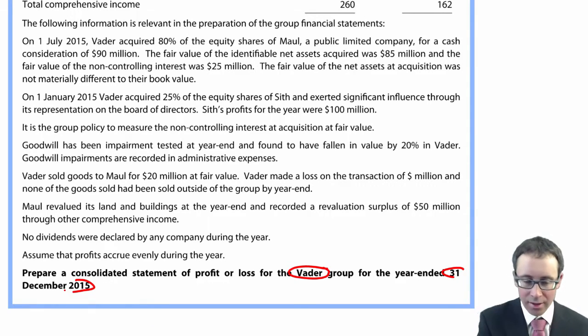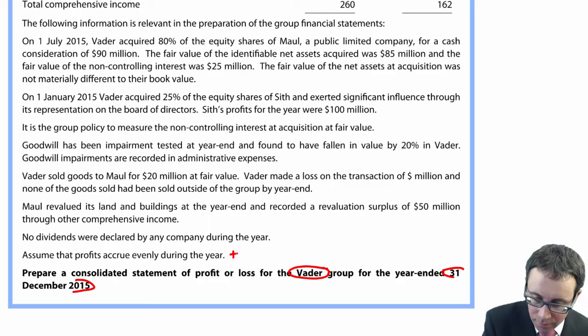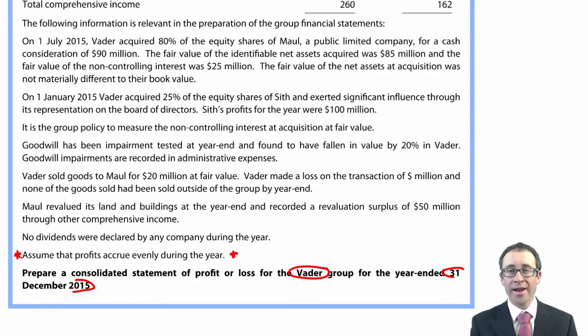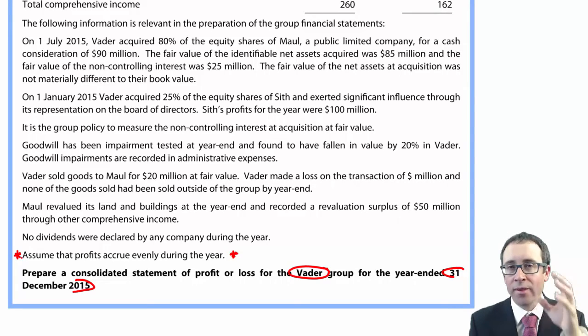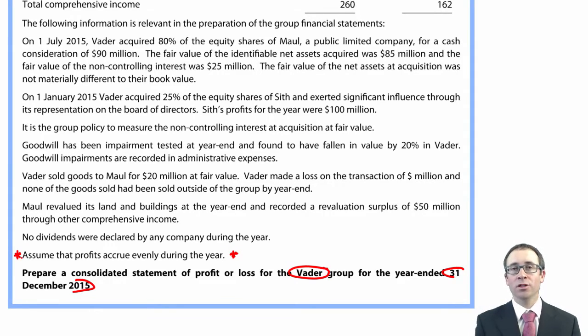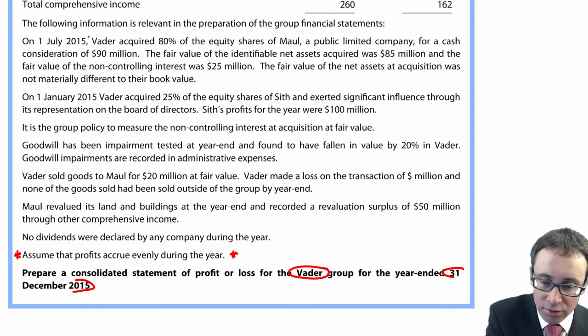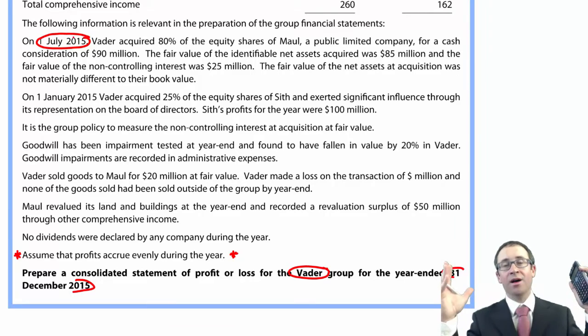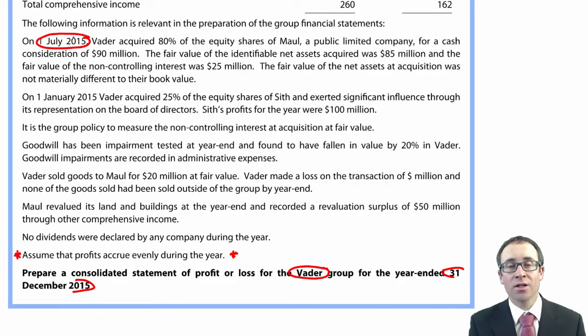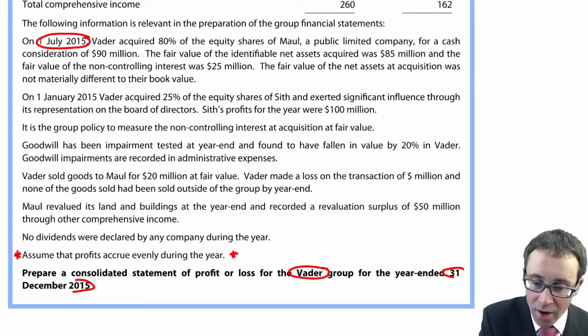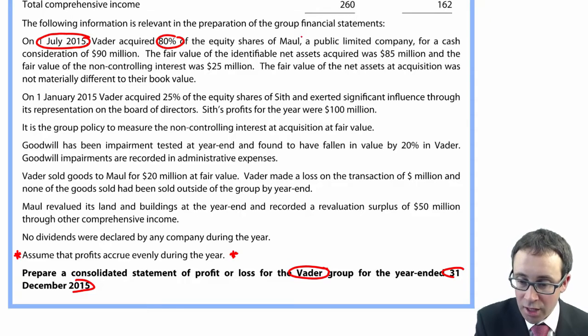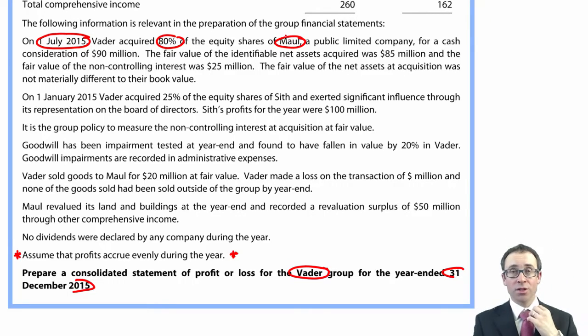But there's always a trick. You know, here at the bottom, it says assume that profits accrue evenly during the year. Now, if that's the case, somewhere within the question, there is likely to be a mid-year acquisition, which is very important, isn't it, in profit or loss, because you need to prorate the results. So what it says there is on the 1st of July 2015, ta-da, a miracle. So halfway through the year, Vader acquired 80% of the shares of Moore, a subsidiary therefore.